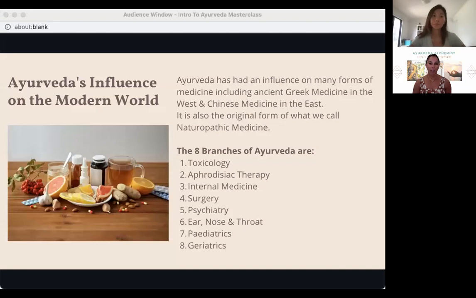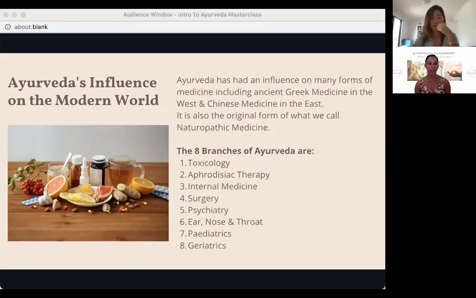And although Ayurveda is one of the oldest forms of medicine known to man, its popularity is certainly growing in the West. Ayurveda has also evolved in this modern time, but it still is true to its roots and philosophy, which is really important. As Ayurveda did evolve, physicians identified and categorized 8 branches of Ayurveda. So we just think of it as the doshas and preventative medicine, but Ayurveda actually goes into toxicology, aphrodisiac therapy, internal medicine, surgery, psychiatry. ENT was a big branch of Ayurveda, pediatrics and geriatrics.